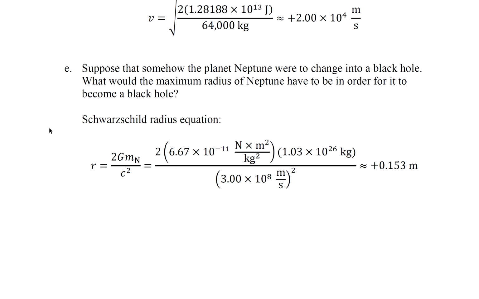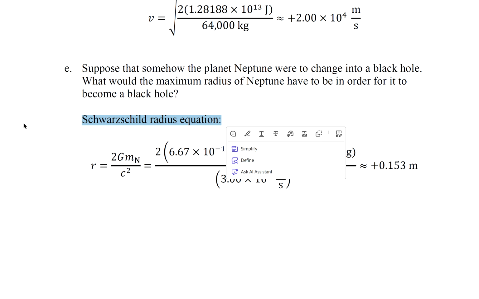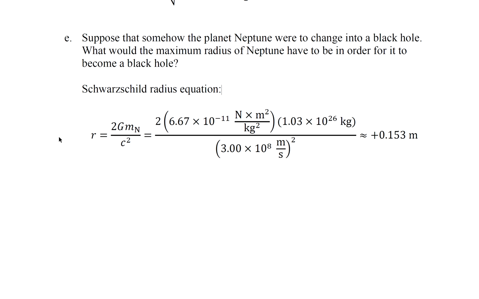Part E. Suppose that somehow the planet of Neptune were to change into a black hole. What would be the maximum radius of Neptune have to be in order for it to become a black hole? So this is called the Schwarzschild radius equation: 2GM over c squared.